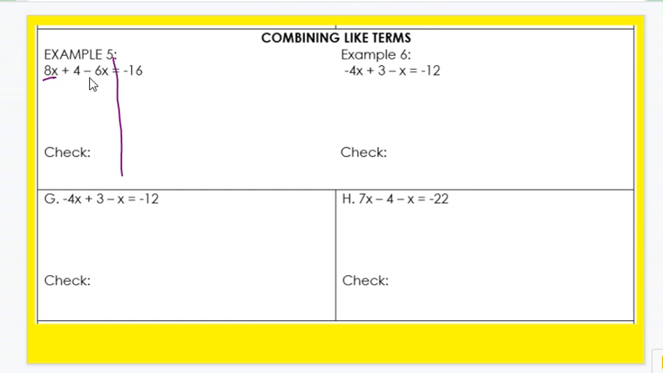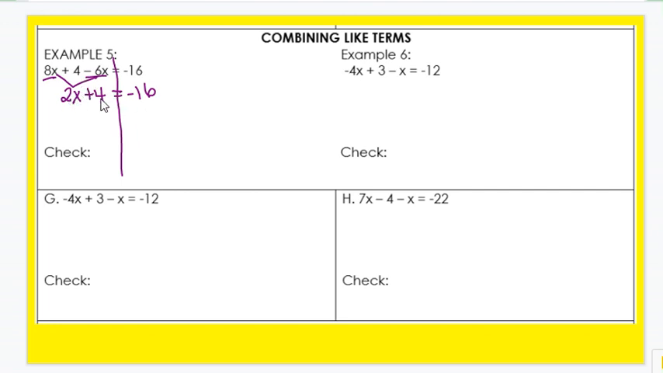We have 8x and we have a negative 6x. So before we begin, we can combine these two. What is 8x minus 6x? That's 2x. We still have our plus 4, so we bring it down, and this equals negative 16. So the first step, before we do anything else, before we move, we need to combine any like terms that are on the same side.